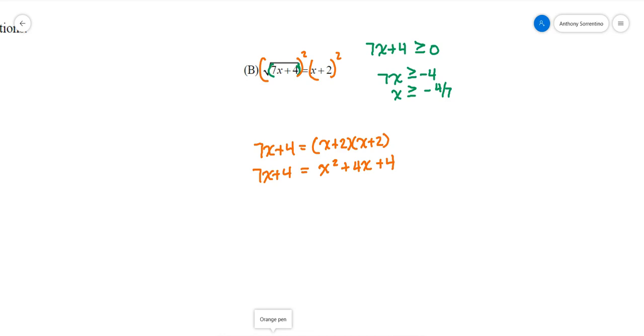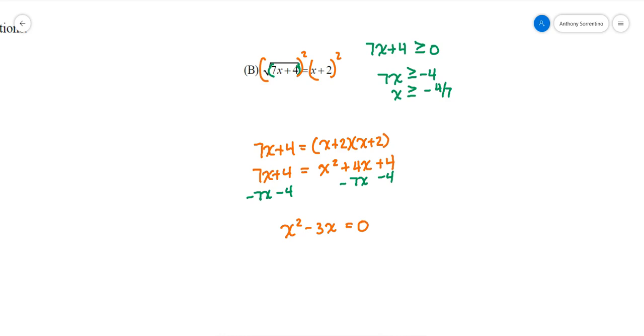I want to set this equal to 0, because again, I don't usually use completing the square a whole lot. I usually use either factoring or the quadratic formula. So I am going to subtract 7x from both sides and then subtract 4 from both sides. So I'm going to subtract the 7x. That's the two terms that I'll combine. I can subtract the 4. And so I end up with an equation that is x squared minus 3x. The 4 and negative 4 cancel. That's going to be set equal to 0.